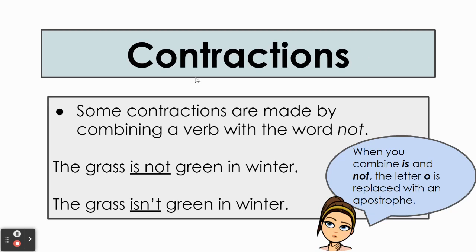So second graders, do you see where my pointer is? That is where the words is and not were combined together. When I pushed those two words together, the letter O that was in the word not was replaced by an apostrophe. Now the word is isn't. The grass isn't green in winter. That is called a contraction.